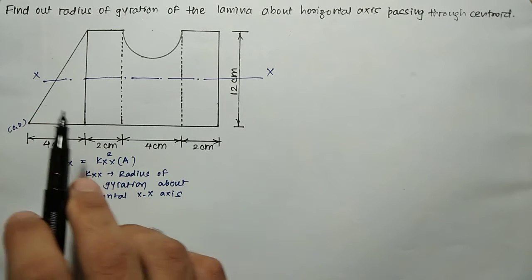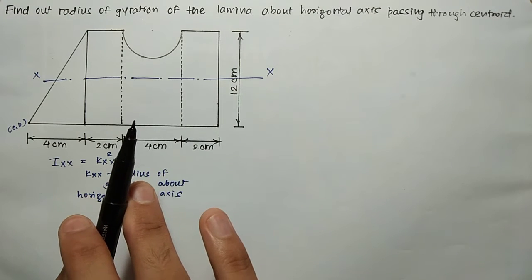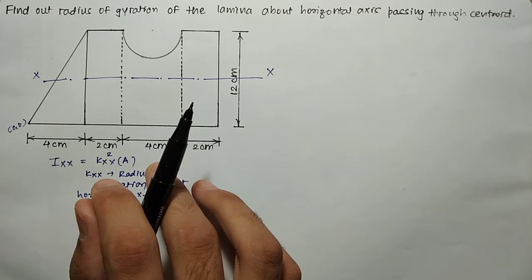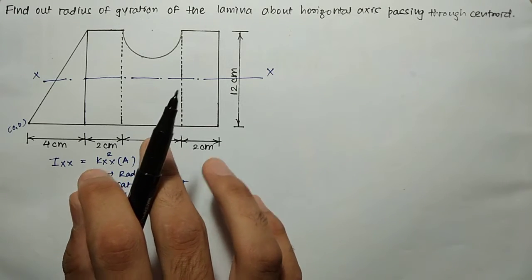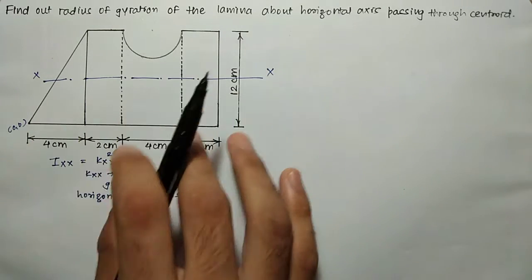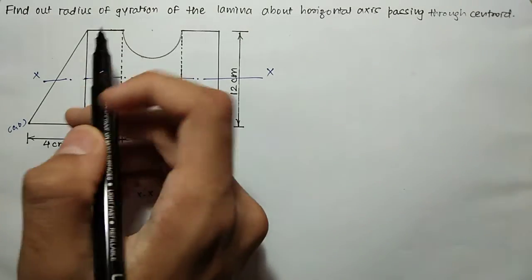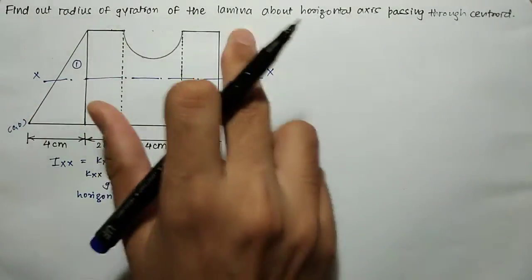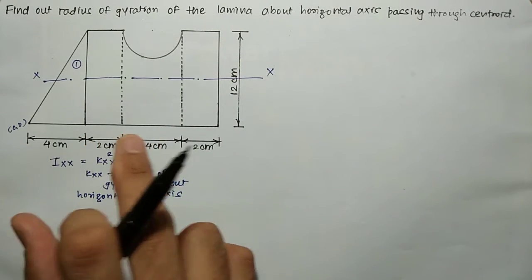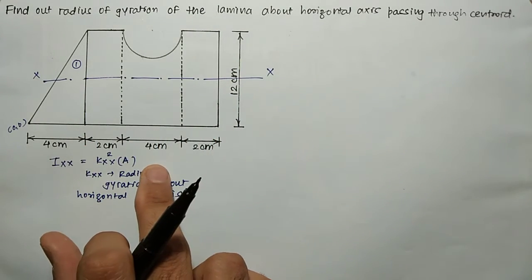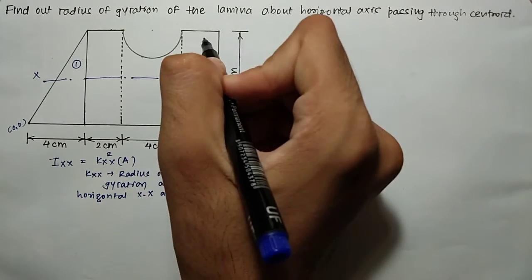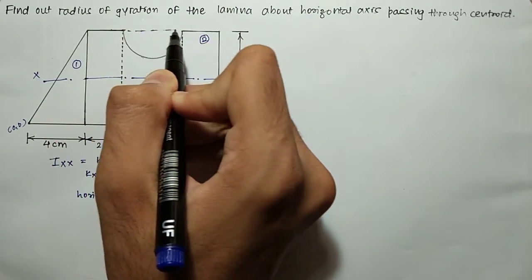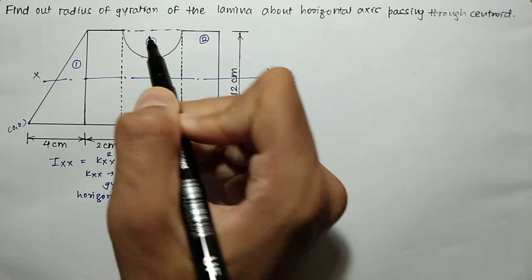Now we need to split this entire plane lamina into the standard figures, that is triangle, rectangle, semicircle, circle, whose moment of inertia and centroid location we know. So let us consider this triangular region as figure number 1, this rectangular region having the dimension of 12 cross 8 cm as figure number 2, and this cut, that is the semicircular cut, as figure number 3.